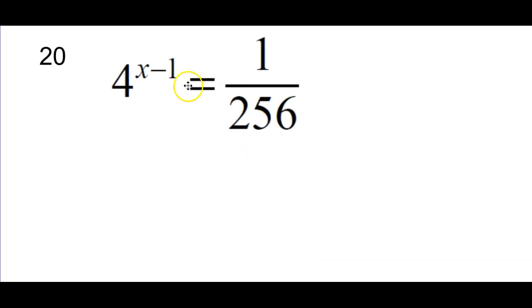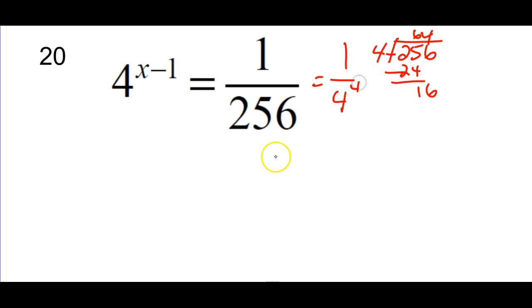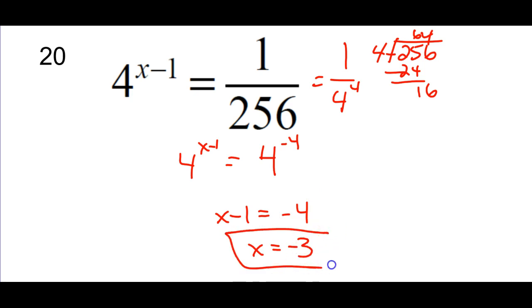So here's where I don't have memorized that 4 to a power equals 256. But if I take 256 and divide it by 4, I can almost bet you it does. We'll see. Look, it does. 4 times 64 gives you 256. And I know 4 cubed is 64. So 4 to the 4th must be what this is equal to. And so the right side is the same thing as saying 4 to the negative 4. So x minus 1 equals negative 4, or x equals negative 3.